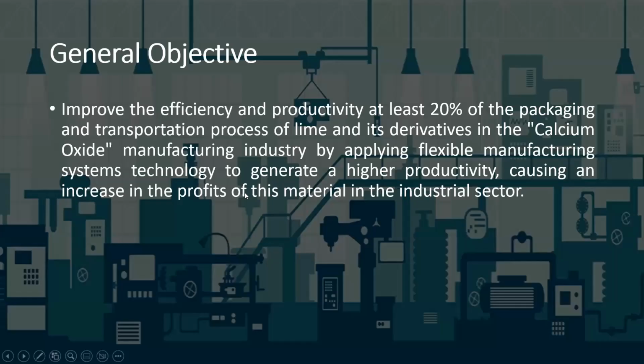Next one. Okay, so our general objective is to improve the efficiency and productivity by at least 20% of the packaging and transformation process of lime, in the calcium oxide manufacturing industry, by applying a flexible manufacturing system technology to generate higher productivity, causing an increase of the profit of this material in the industrial sector.